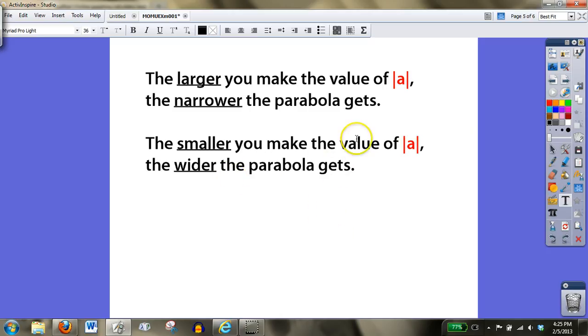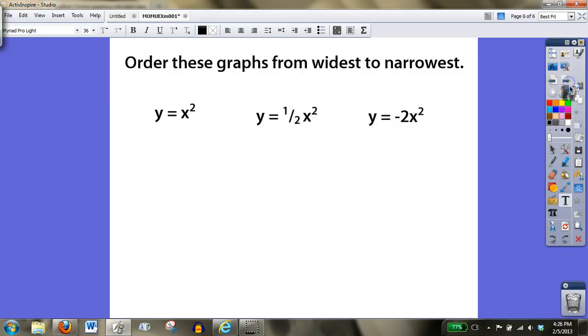And so again, if we can compare different functions, we can see which ones will be more narrow, which ones will be wider. So for example, I can take a look at this, and I can do this problem without actually graphing it. Order these graphs from widest to narrowest. Now, when you see these instructions initially, you might think, oh, well, I'm supposed to order things. But we don't have to. What we can do is this.